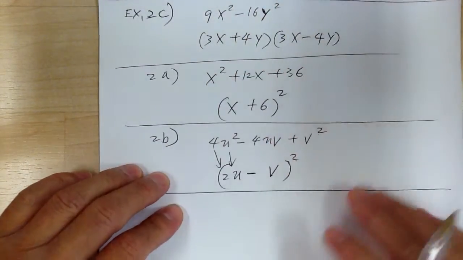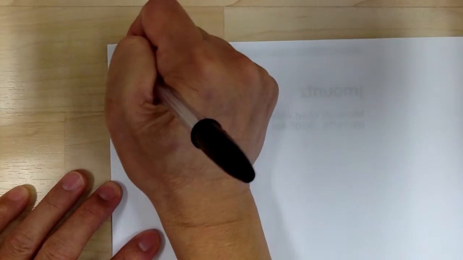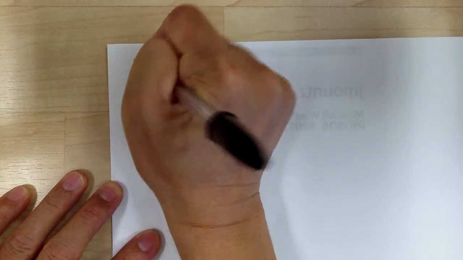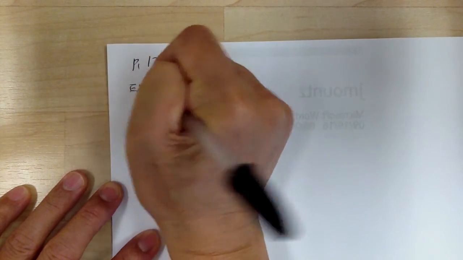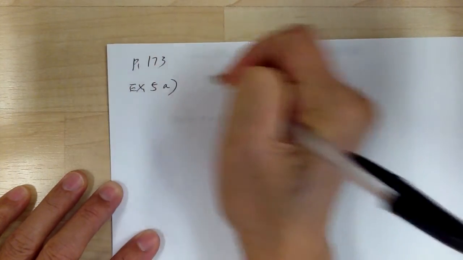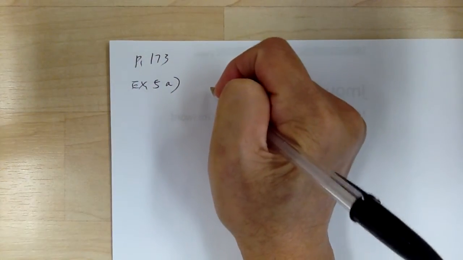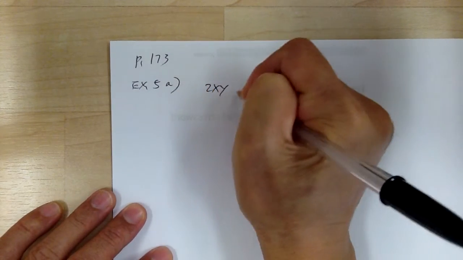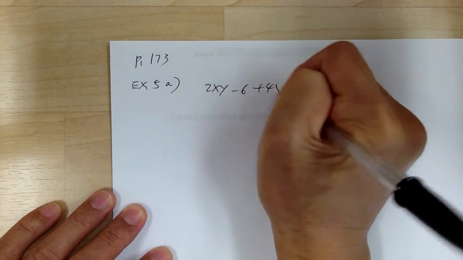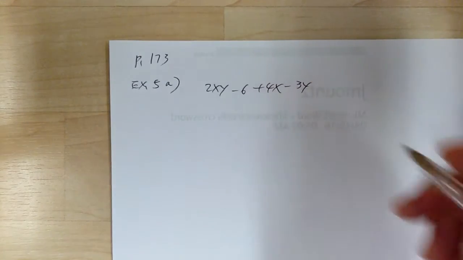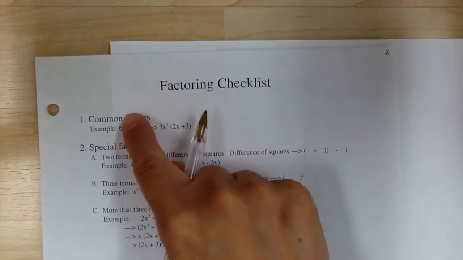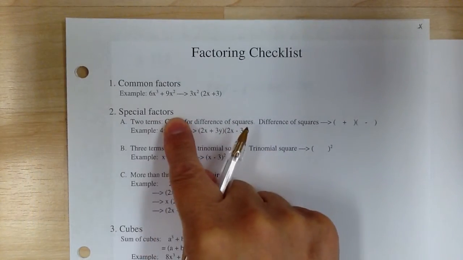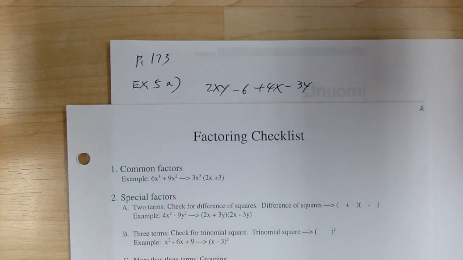Now let's go to example 5. So step 2c. So example 5. 5a. So you have 2xy minus 6 plus 4x minus 3y. So again, step 1, common factor, cannot. So step 2, special factor. There are 4 terms, so that is this one here.